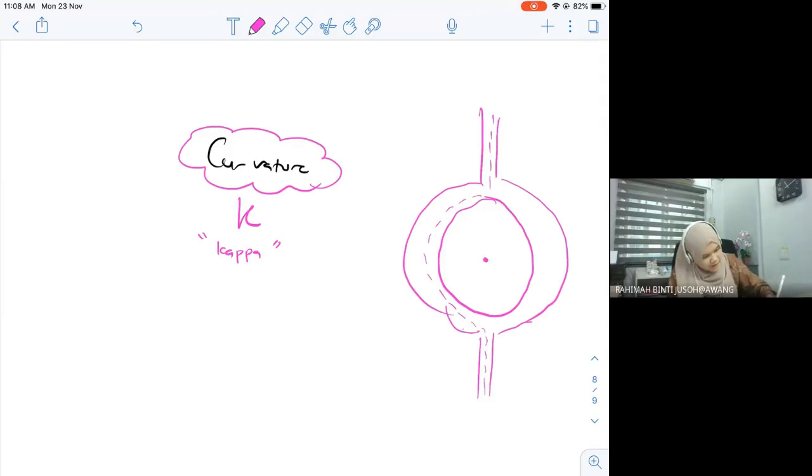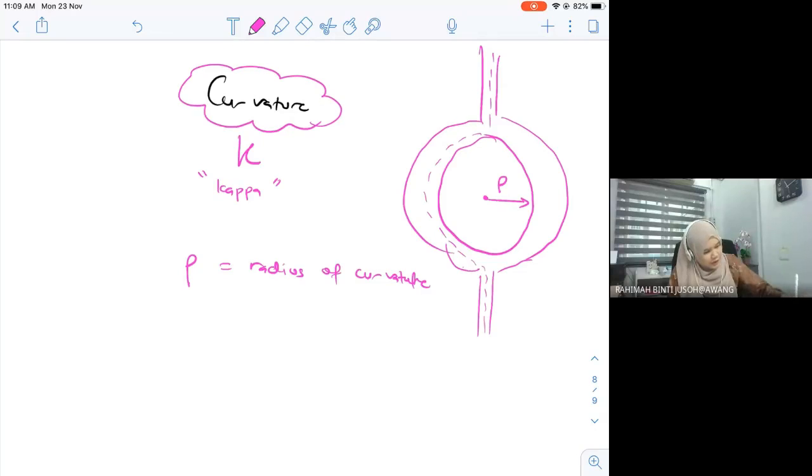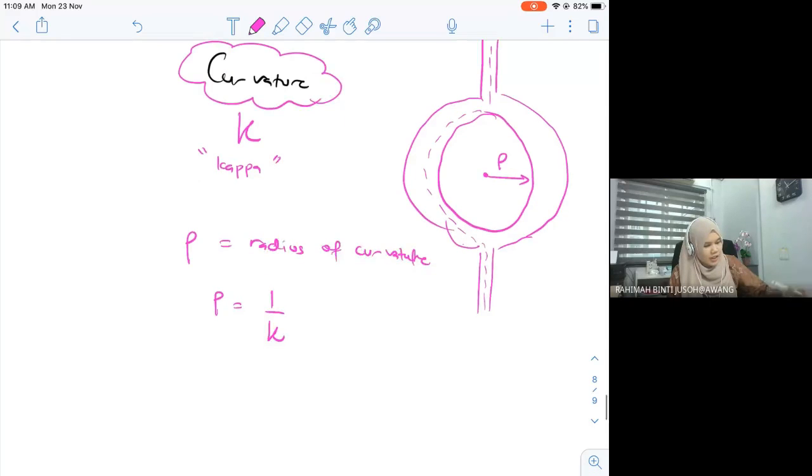So let's say now, curvature. Let's say this is curvature. This is the rho. Rho is the radius of curvature. Nampak yang saya tulis ni? Rho is 1 over curvature, like this, 1 over curvature.